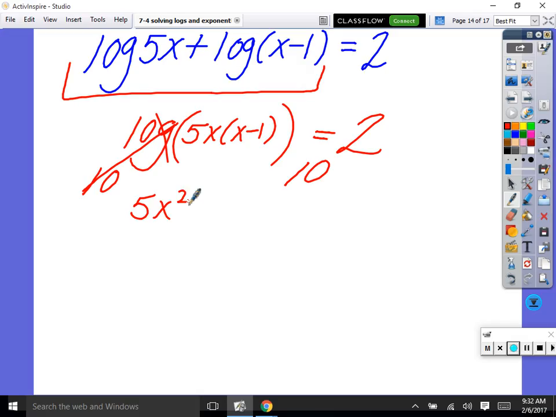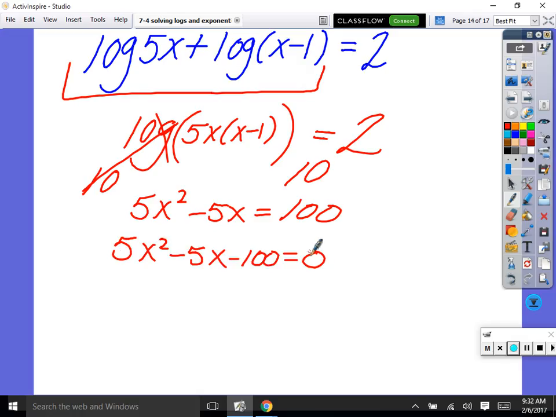So 5x squared, I'm distributing, minus 5x equals 100. And now it's a quadratic, 5x squared minus 5x minus 100 equals 0. We can solve by factoring, or we can factor out a 5. And then left is x squared minus x minus 20, right? But this won't hurt our solution, like it won't affect our solution. So now we can quick factor it.